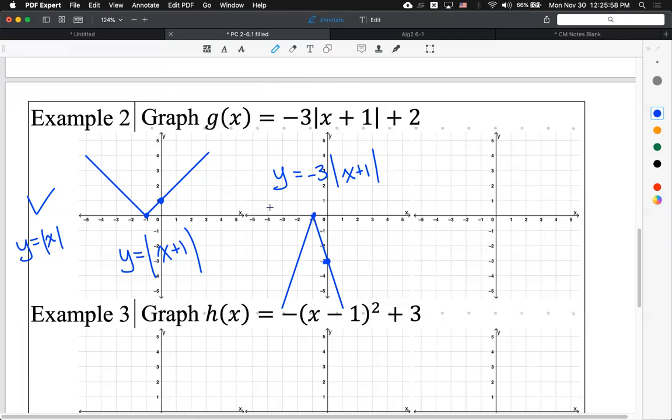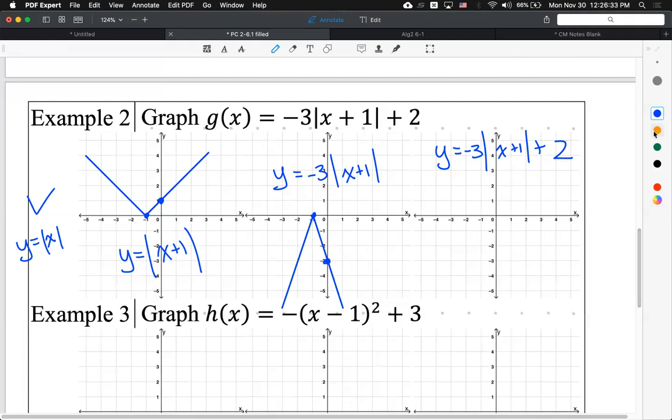And then finally, we need to add 2 to it. So I'm going to write up here, y is equal to -3 times the absolute value of x plus 1, and absolute value plus 2, the new stuff, plus 2. What's going to change now? Sorry, Beverly, I'm going to give it to someone else. Leo.